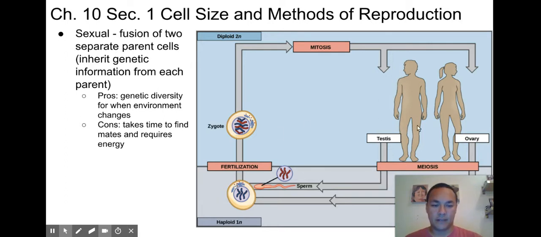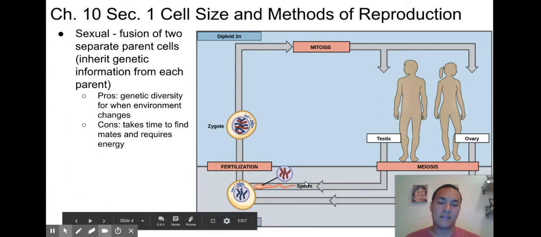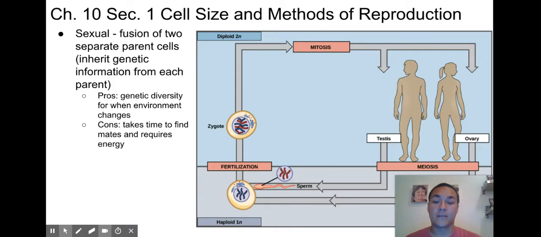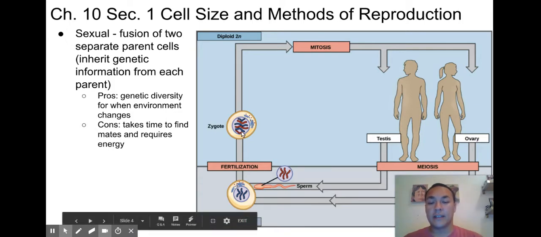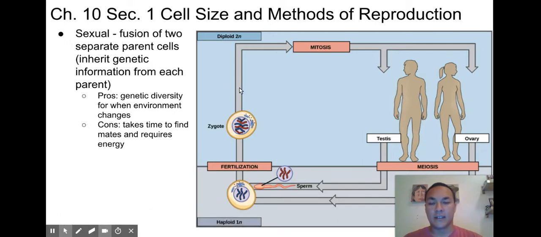So let's repeat. Basically, we undergo meiosis to make sex cells. The sex cells are haploid. You can remember haploid has half the number of chromosomes, students. And then when they come together, they make diploid cells. This is a zygote, and then they're going to reproduce many times through mitosis, trillions of times in fact, to make you.